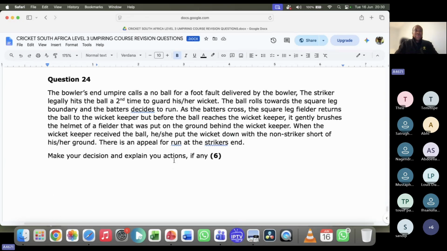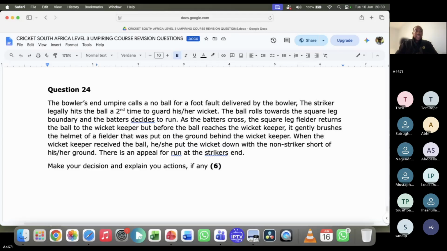Question 24. The bowler's end umpire calls a no ball for a foot fault delivered by the bowler. The striker legally hits the ball a second time to guard his or her wicket. The ball rolls towards the square leg boundary and the batters decide to run.